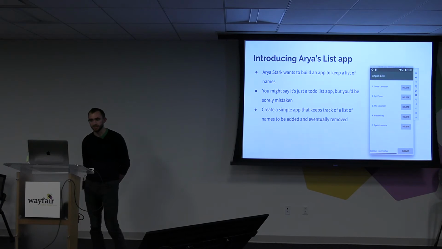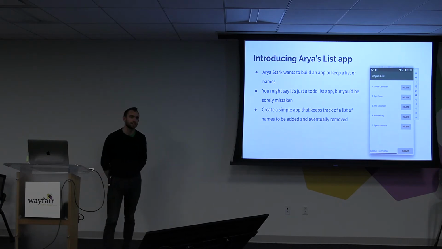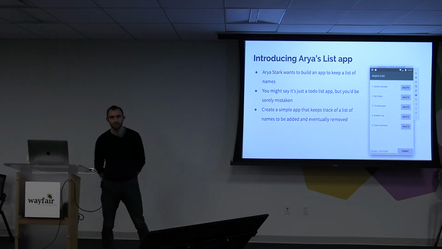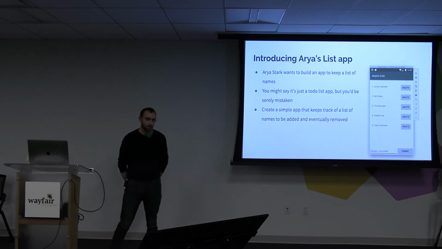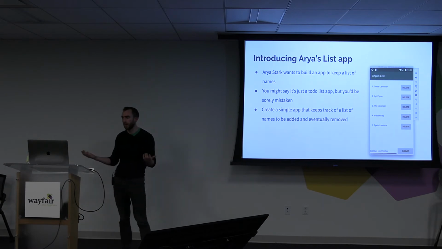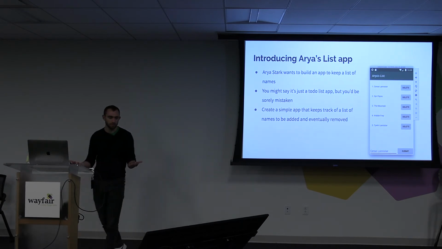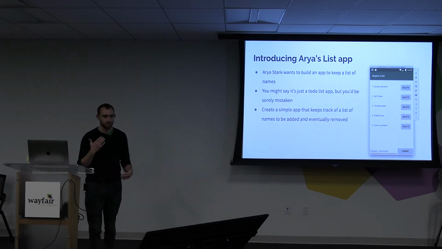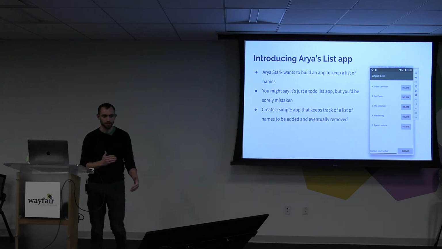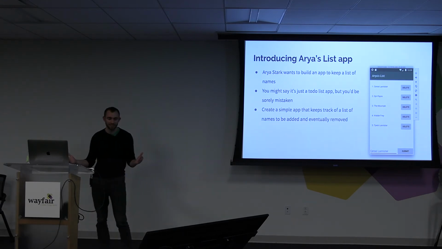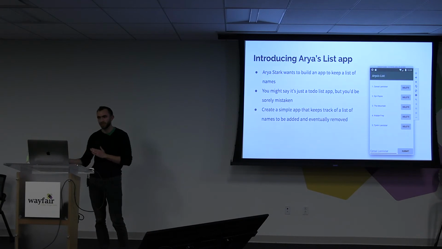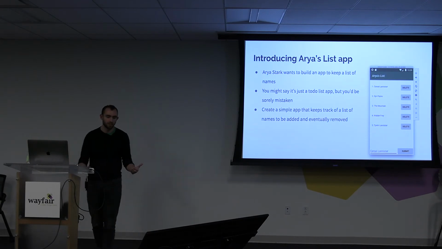Introducing Arya's list app. Let's say Arya Stark is in the modern age, and she's just tired of repeating the same names over and over again. She wants to keep track of this somehow. What we can do is build a very simple app where she inputs the names and keeps track of them, so that she can delete them later. But this app is very simple. All it does is simple CRUD operations. We're going to create new people, which in this case we're just going to represent by a string, and we're going to remove them later.